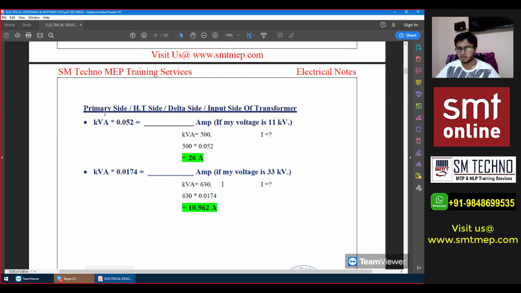The same thing you can see for the primary side, or high tension side, or delta side, or input side of the transformer. If the point of supply is 11 kV and the kVA is 500, multiply 500 into 0.052 and you'll get the ampere rating. If the point of supply is 33 kV, multiply 630 with 0.0174 and you'll get 10.962 ampere.